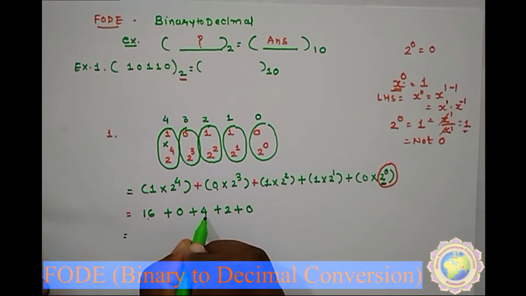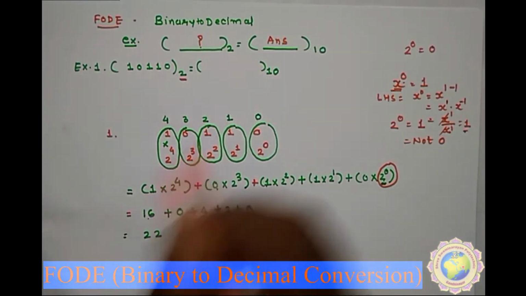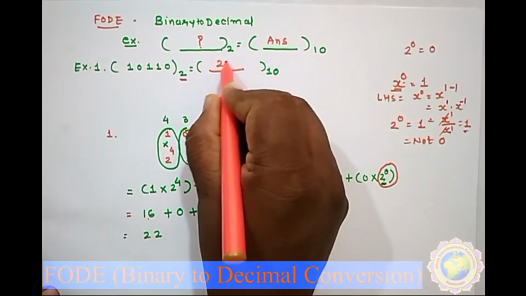16 plus 4 is 20. 20 plus 2 is 22. So what is the answer? The answer of this binary number is 22.